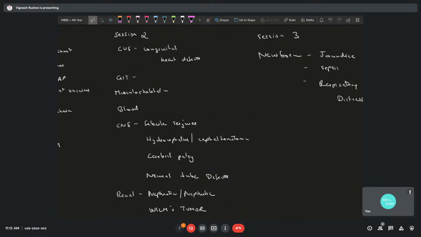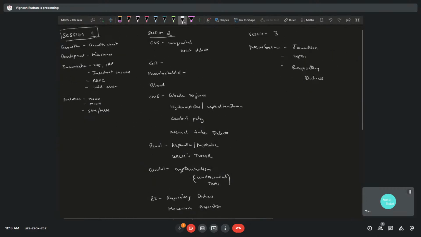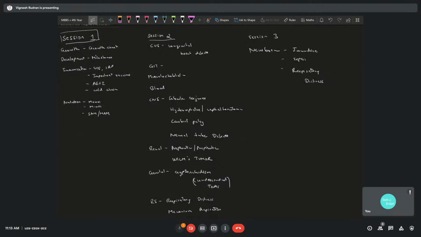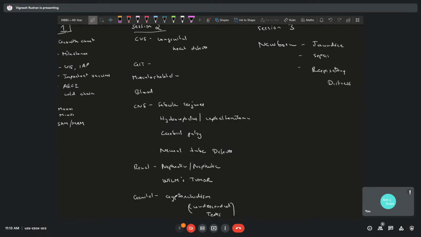And then in the second session, we will be looking at the various systemic problems related to pediatrics. These are all very specific conditions which are very common in pediatrics and not focused on in medicine, but they will be given in your medicine textbooks also. But in your pediatric textbooks, these will be the main topics of focus.